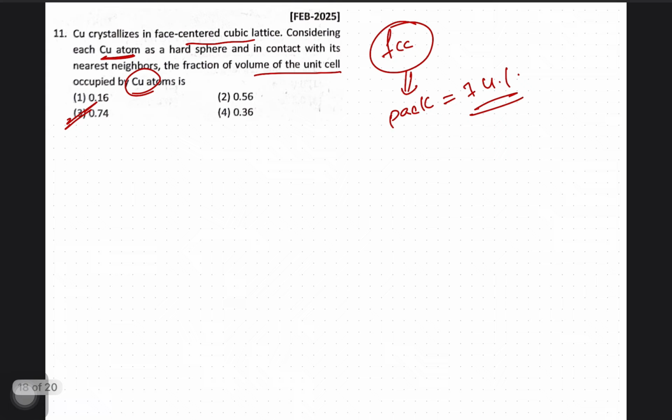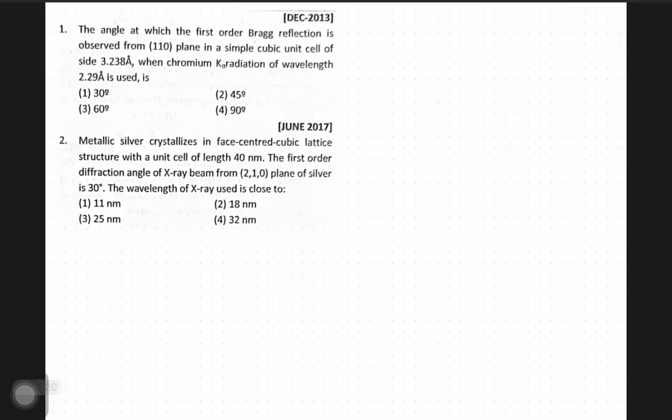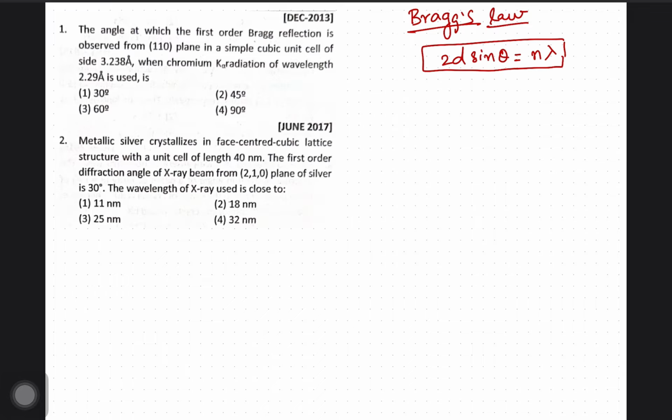Now we'll discuss 5 questions from Bragg's law that came in CSIR NET in the previous 10 to 15 years. In Bragg's law, you have to consider just one formula: 2d sine theta is equal to n lambda. By utilizing this formula, you will get the answer of each and every question.